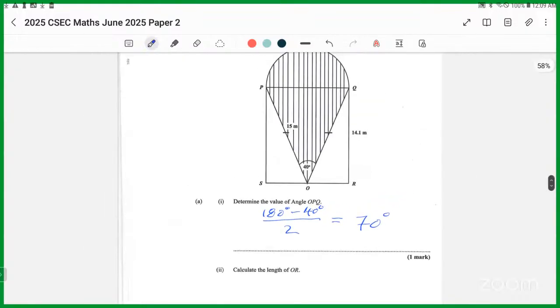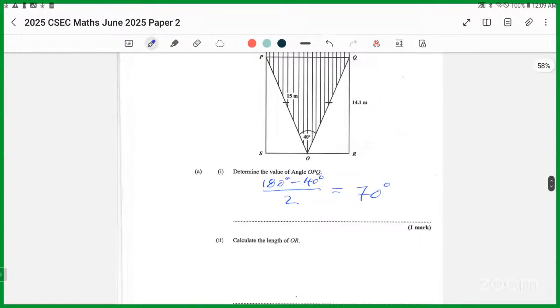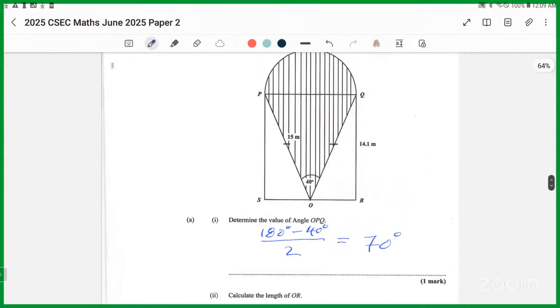70 degrees. All right. Let's go. It says calculate the length of OR. OR is this side right here. So remember, we know this side is also 15. So we can find out the theorem. Nice and easy.